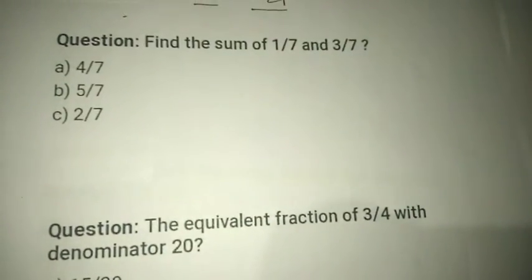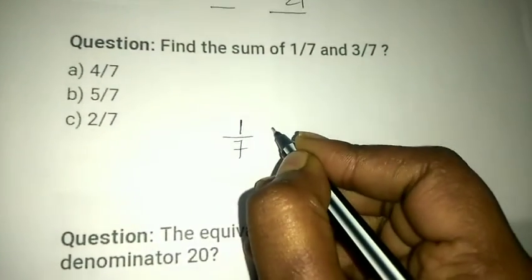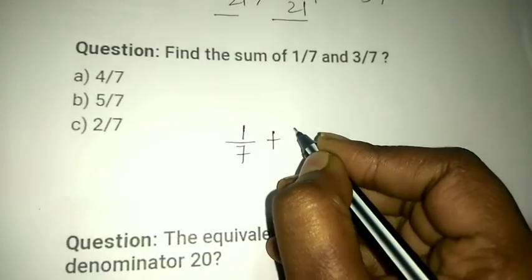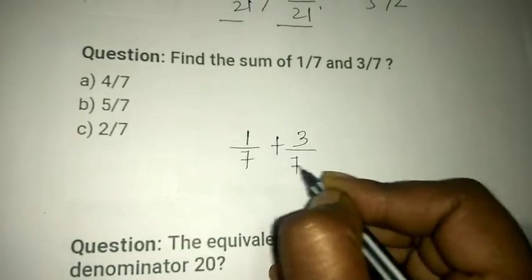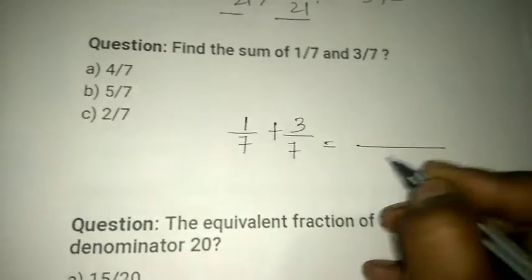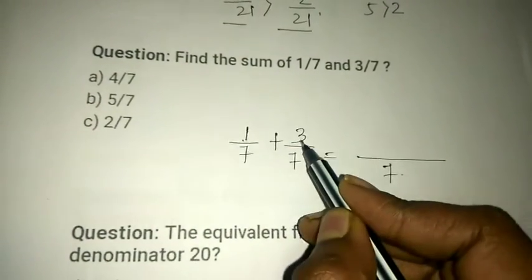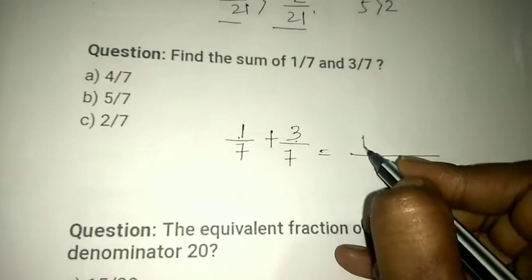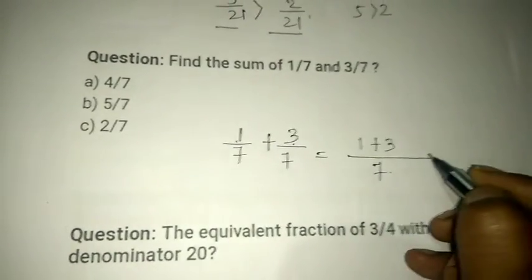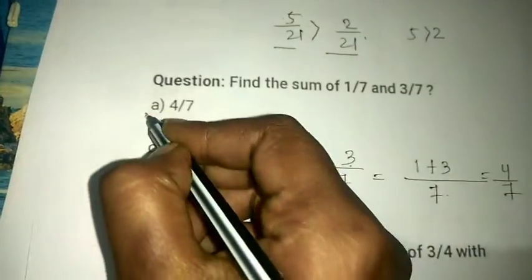Find the sum of 1 by 7 and 3 by 7. Sum means we have to add them. 1 by 7 with 3 by 7 is equal to, the denominator will remain the same, 7. Then we have to simply add the numerators. 1 plus 3 is equal to 4 by 7.